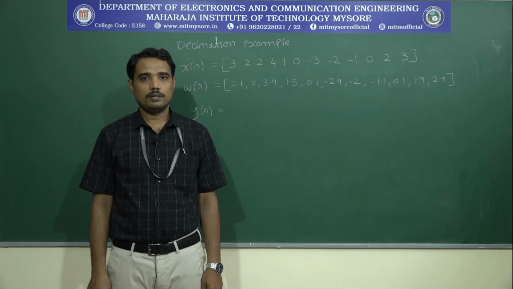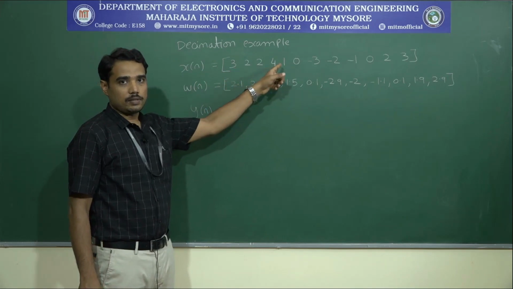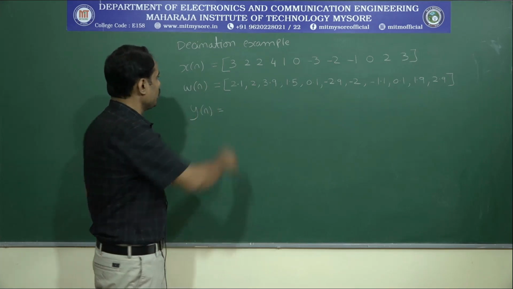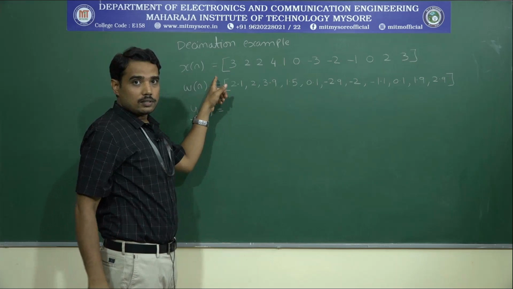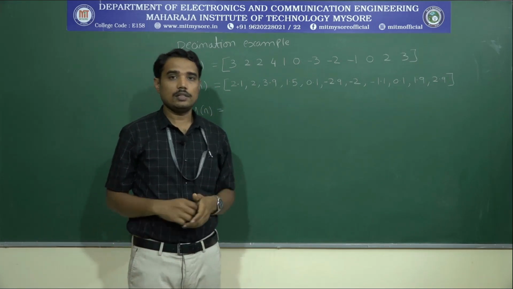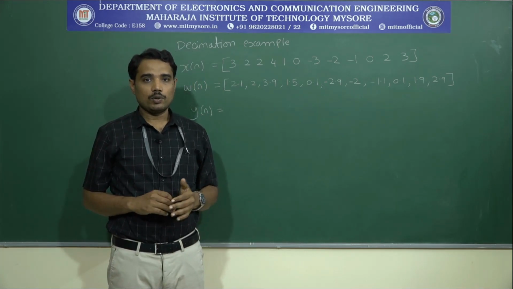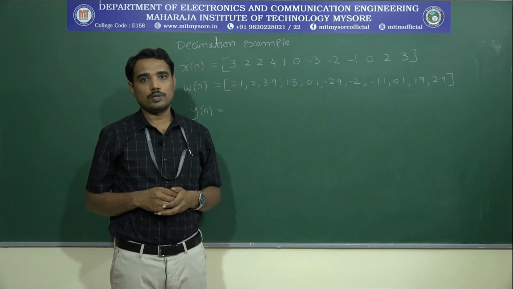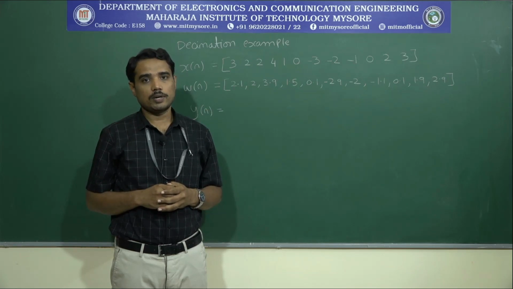sequence and w of n sequence, and finally the output sequence y of n. In this example, we are having x of n with a sequence of samples, and this w of n is obtained after passing the x of n sequence through a digital low pass filter. If you recall the block diagram of the decimation, prior to downsampling, we are going to pass the x of n sequence through a digital low pass filter.